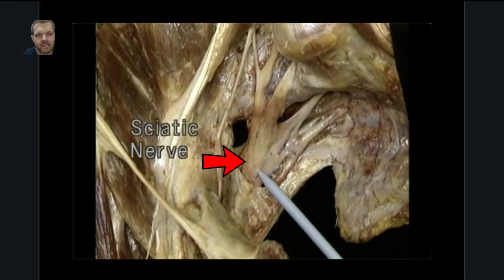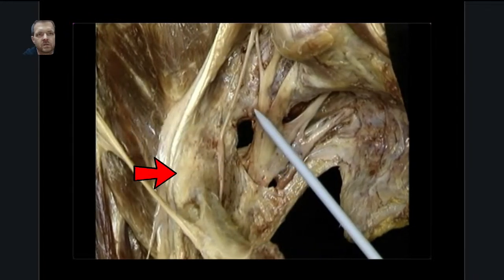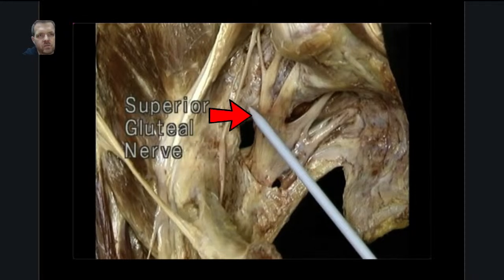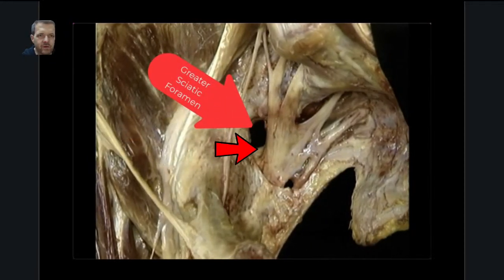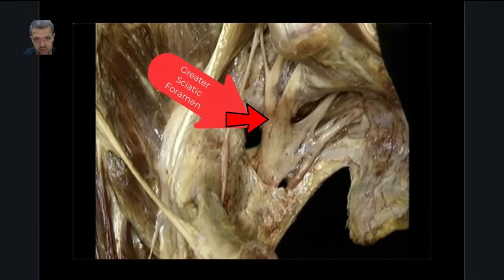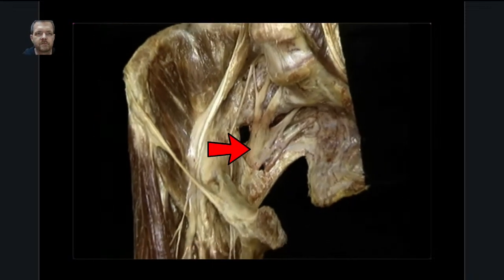And then there's your sciatic nerve just there. Okay, so superior gluteal nerve is a branch that comes off. We'll talk about that in a sec, but there's the foramen. Okay, so that was the bit I just showed you on the model.